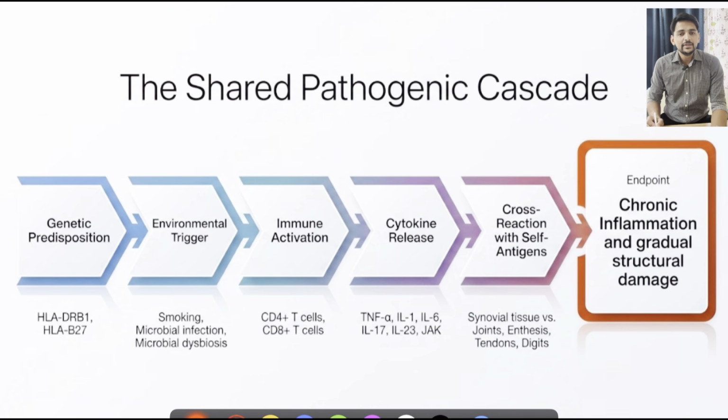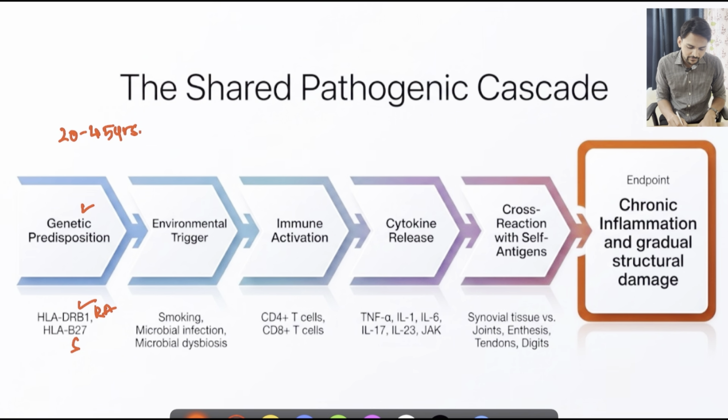But why have we compiled these two chapters? Because both of these conditions share some common pathogenic cascade. So what is that? These individuals, commonly in the age group of 20 to 45 years, will have some genetic predisposition. For example, they might have HLA-DRB1, especially in case of RA, and HLA-B27 in case of spondyloarthritis. Such genetic predisposition will be there.